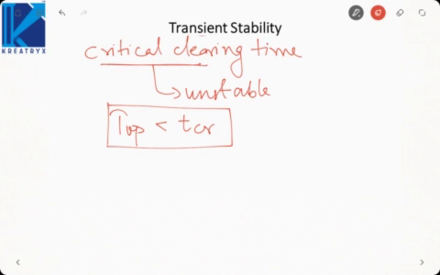So this is one of the design specifications of a circuit breaker. Whenever we are choosing a circuit breaker, we must have in mind the critical clearing time of my system. So buy a circuit breaker which has a higher speed than the critical clearing time, or whose operating time is less than the critical time.